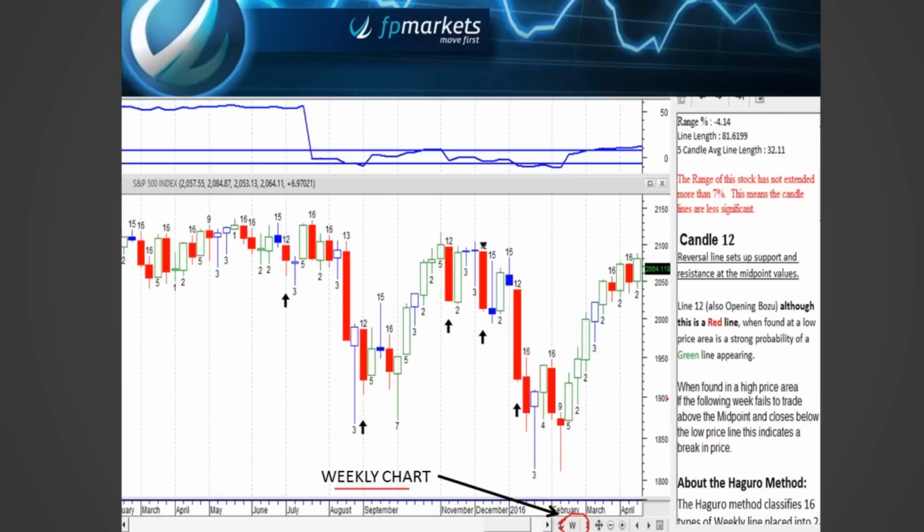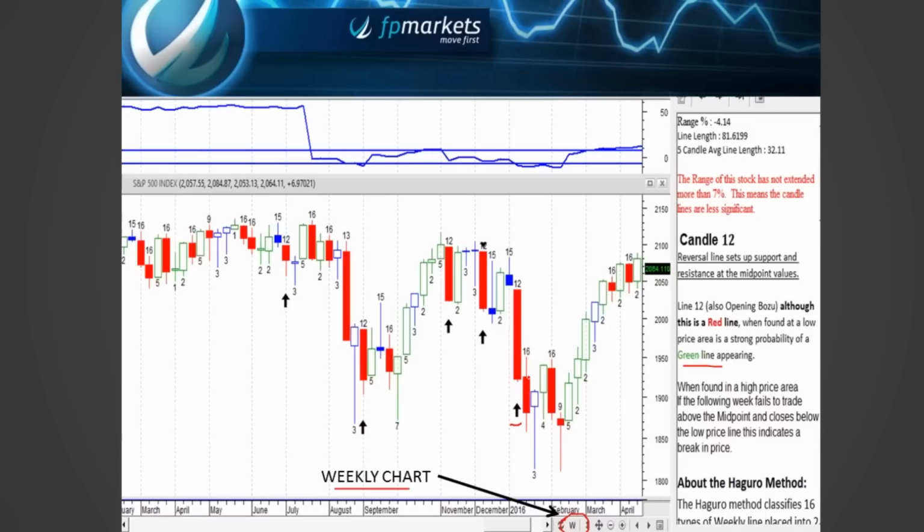So it gives us two potential outcomes. But I just want to deal with the first one first. The line 12, although this is a red line, when found in a low price area, is a strong probability of a green line appearing. Is that true or not? In this example here, I'll work from the right-hand side back.